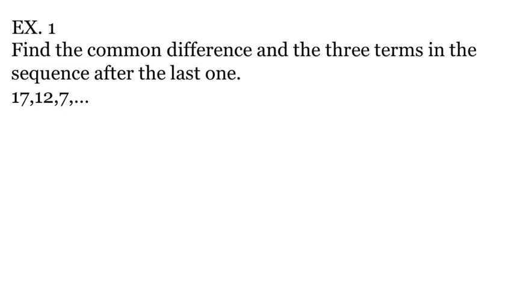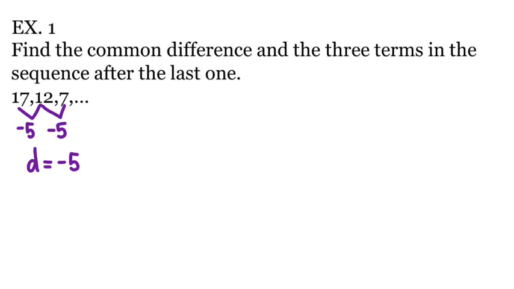So in example 1, it says to find the common difference and the next three terms in the sequence. So kind of like we did in section 1, we want to figure out what's happening to go from term to term. Since these are arithmetic sequences, we're always going to be adding or subtracting the same number. So to go from 17 to 12, I would have to subtract 5. And again, from 12 to 7, I would subtract 5. So like we did in section 1, to continue the sequence, we'll just continue subtracting 5.